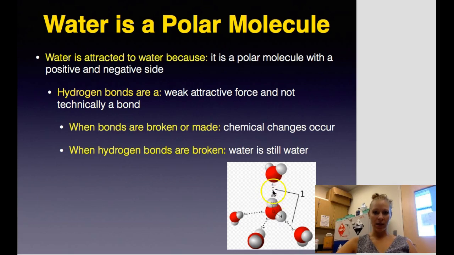Right here we say that this is a hydrogen bond. However, please understand that it's not a bond, it's a weak attractive force. So it's more like magnets that come together and can pull apart. They can be broken, and when the hydrogen bond comes apart or is broken, no chemical change has happened. So this water molecule is still a water molecule, and this water molecule is still a water molecule.